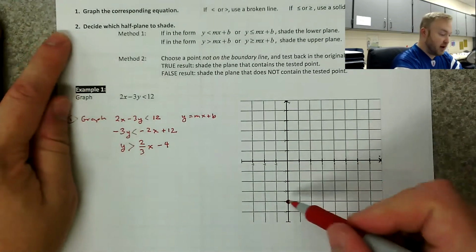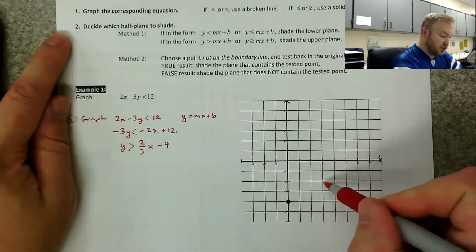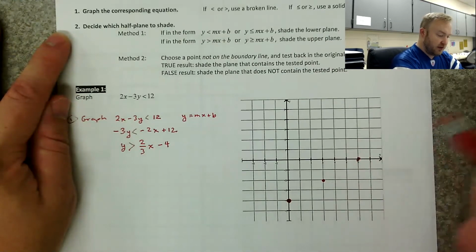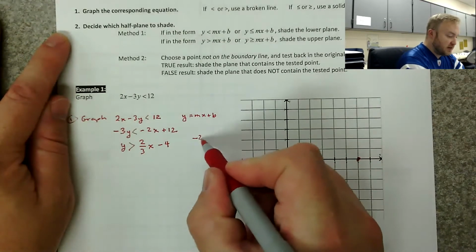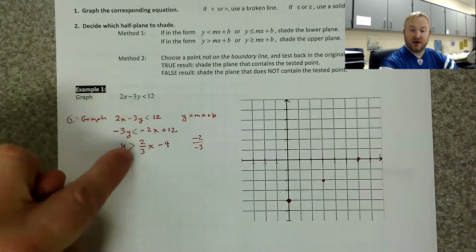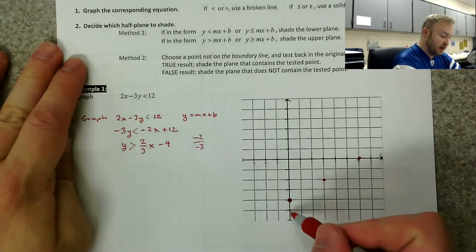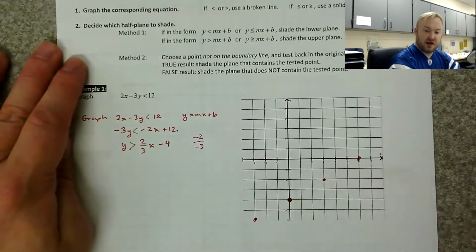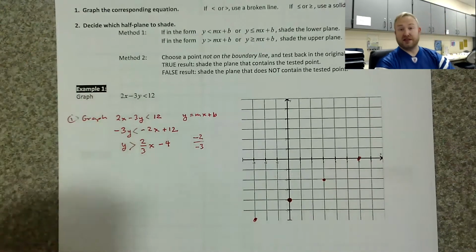So I'll start at my y-intercept. I'll go up 2 and over 3, up 2 and over 3. I won't be able to fit another point on there. I also could go down 2 and left 3, because a negative over a negative is a positive. So if I went down 2 and left 3, 1, 2, 3, there's another point. Now do not connect those points yet.